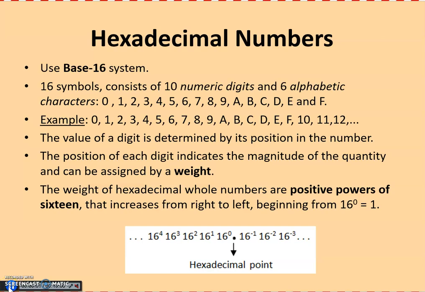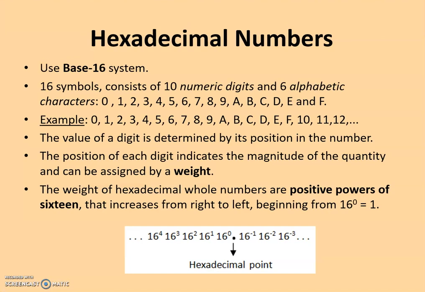Okay, good day. Now we're going to continue with hexadecimal numbers. Okay, we go to the next slide.